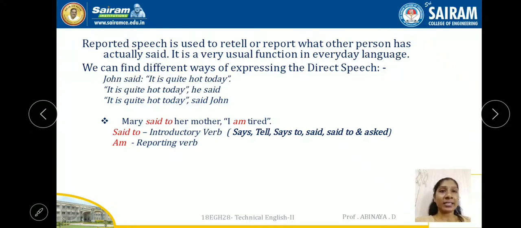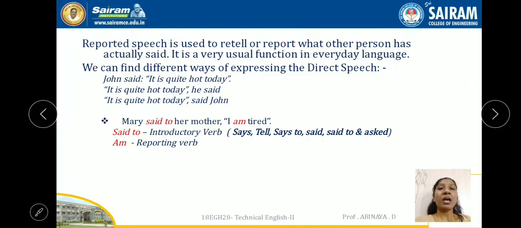Okay, let us see the next example. Mary said to her mother, "I am tired." So here said to is the introductory verb. The introductory verb, the main verb, can be says, tell, says to, said to, ask. We can use any of these. And am, which is in inverted commas, is a reporting verb, right?